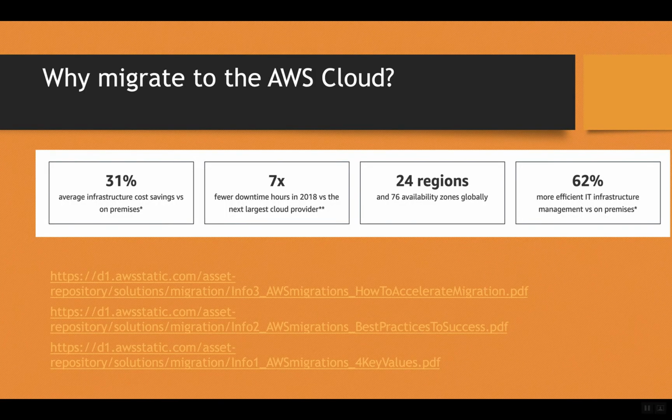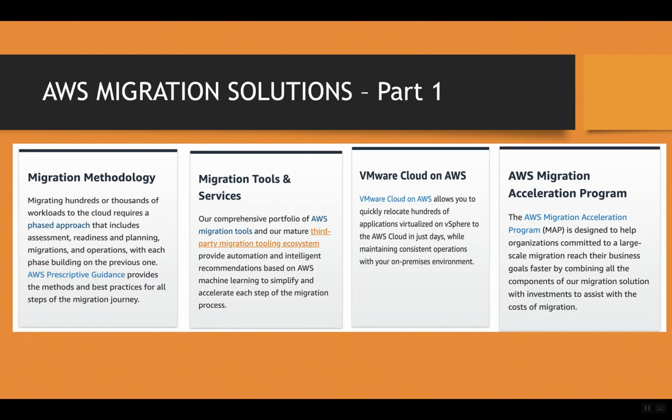It can help you cut 31% of average infrastructure cost, with 7x fewer downtime hours. You have 24 regions and 26 availability zones, and your IT infrastructure is 62% more highly available. And then there are different books, like the info on AWS migration, how to accelerate your migration, and best practices. You can read these.